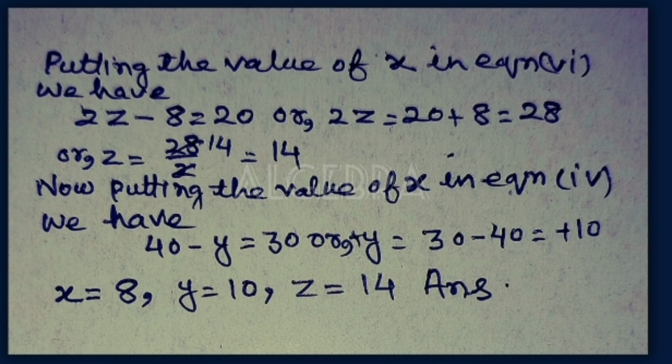−y = 30 − 40 = −10, minus minus plus. So x = 8, y = 10 and z = 14. Answer.